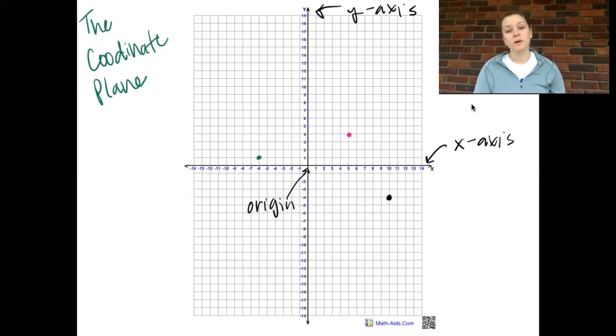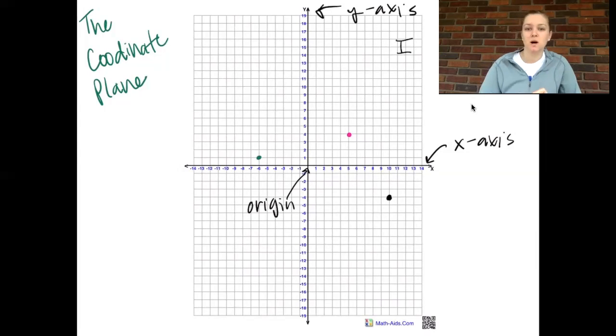Now, when you are plotting points on the coordinate plane, for example, I'm taking a look at this pink point. This one's up in quadrant number 1. We numbered those quadrants. This is 1, and then it goes counterclockwise: 2, 3, and 4.